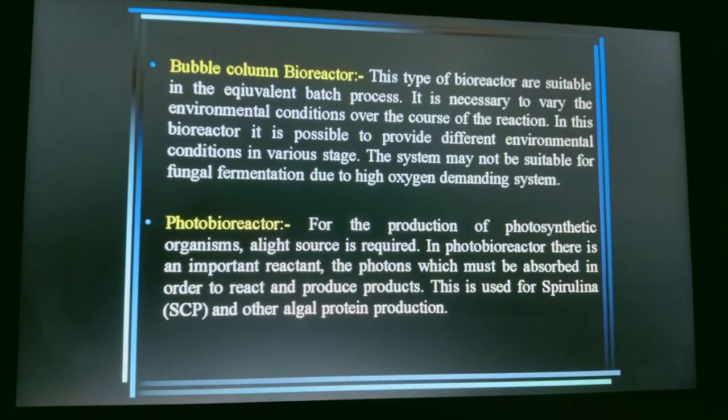There are also bubble column bioreactors, where it is possible to provide different environmental conditions in various stages. And the photobioreactor, again a very important type of bioreactor, is used for the production of photosynthetic organisms, where a light source is required. In this there is an important reactant, that is photons, which must be absorbed in order to react and produce the product.